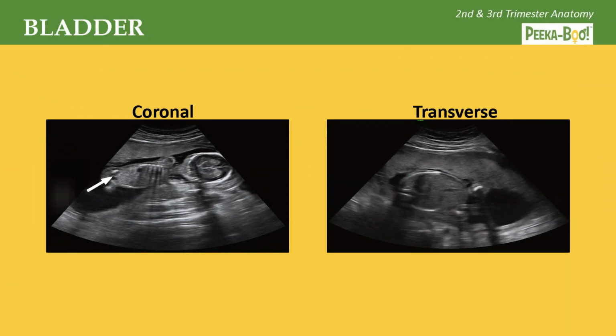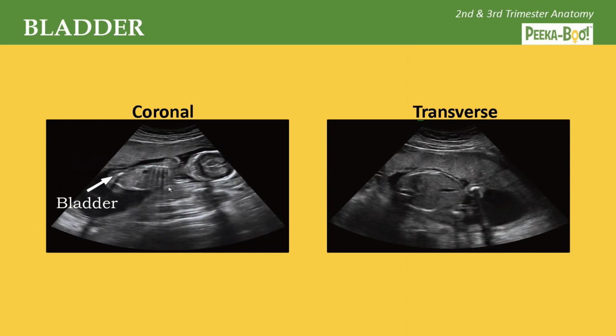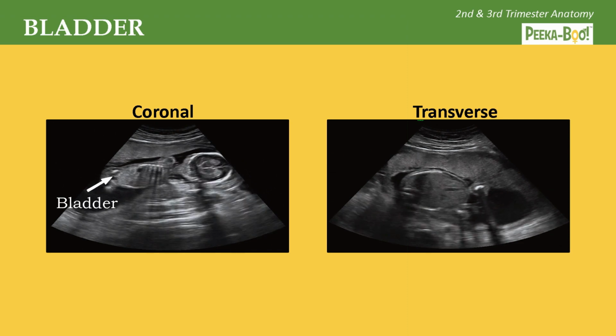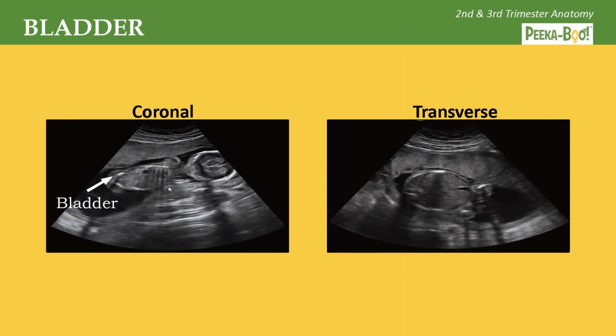The bladder contains urine, so it is black. It can normally be different sizes. The left image is a coronal view of the bladder, the right image is a transverse view.